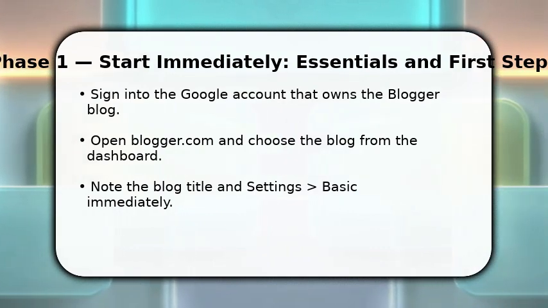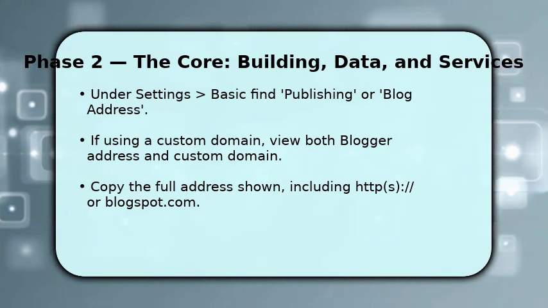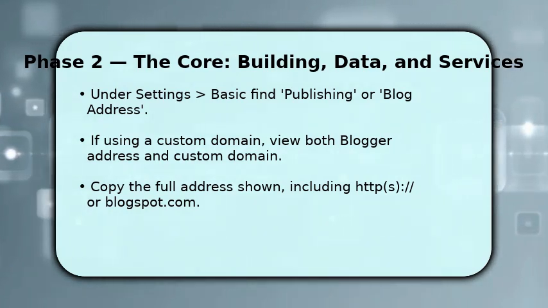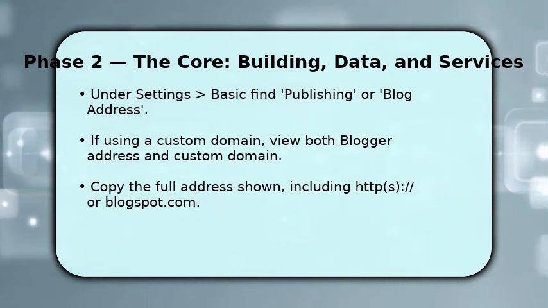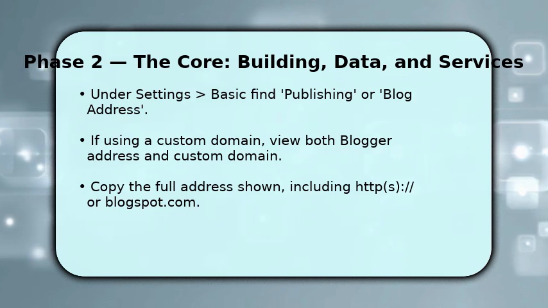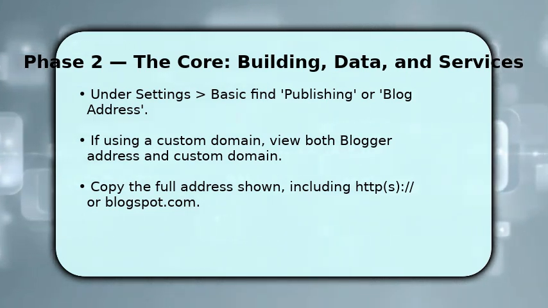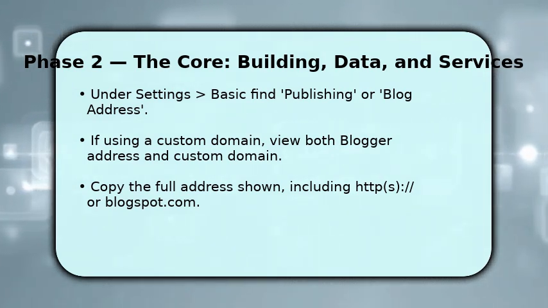before moving on. Now you go straight to Settings, scroll to Basic, and look under Publishing where Blogger displays the blog address. You copy what it shows, either the Blogspot address or, if present, the custom domain. Once done, verify the prefix. Include http:// or https:// exactly as shown because that determines access and redirects.